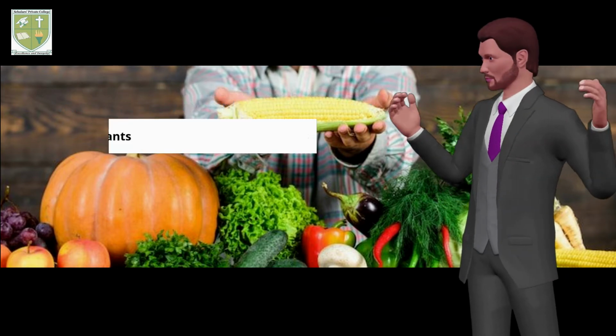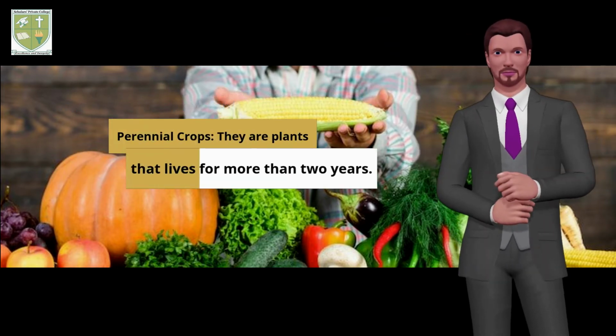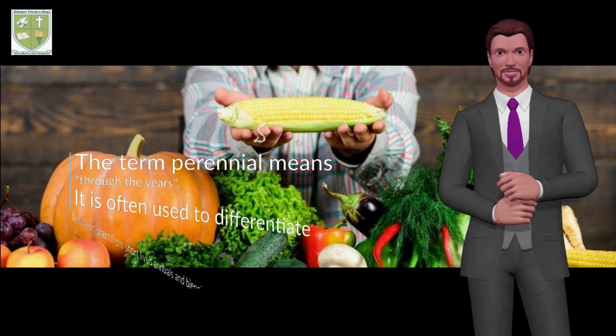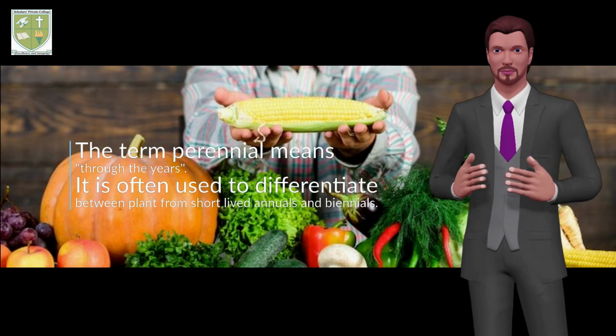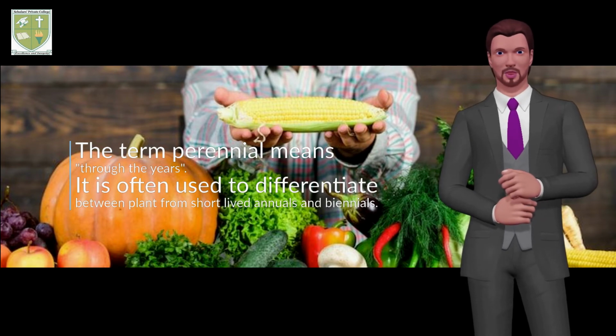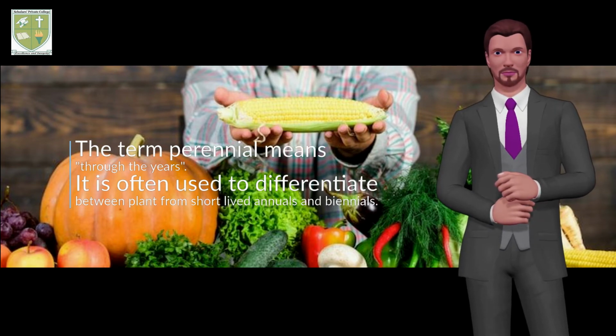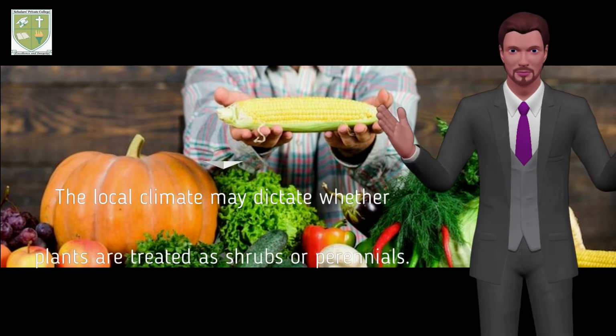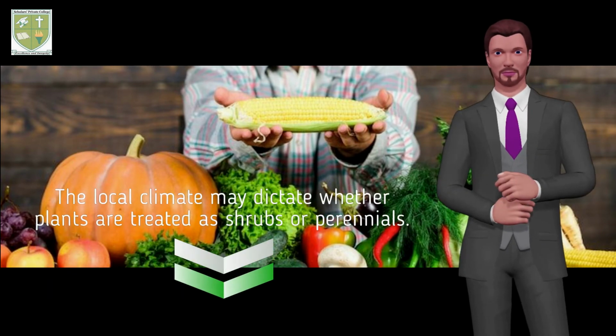Perennial crops, they are plants that live for more than 2 years. The term perennial means, through the years. It is often used to differentiate between a plant from shorter-lived annuals and biennials. The local climate may dictate whether plants are treated as shrubs or perennials.